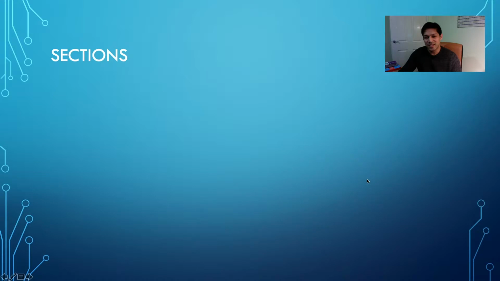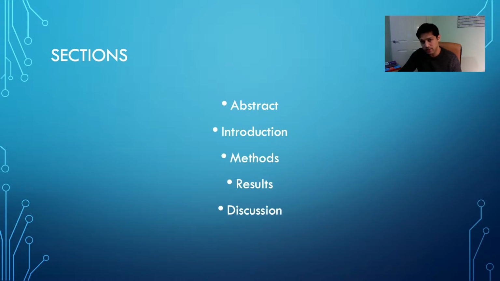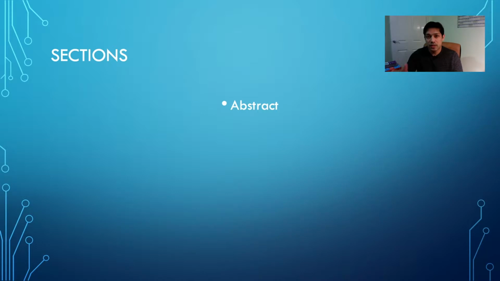Now, the basic sections of a research paper can be divided into the following. You have an abstract, an introduction, a method section, a results section, and a discussion. Now, the abstract is there to grab your attention, and if it doesn't do that, then the study is probably not going to be something that interests you anyway.